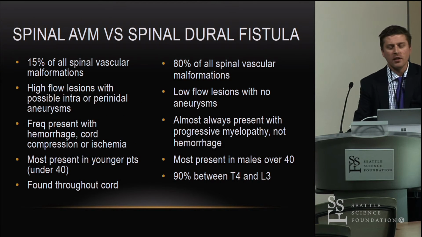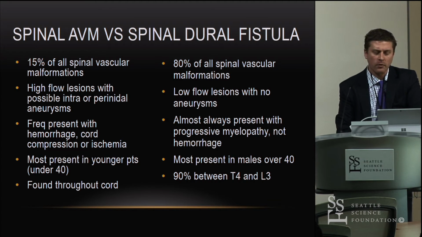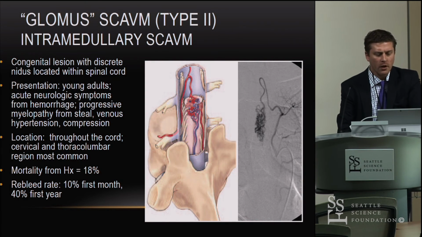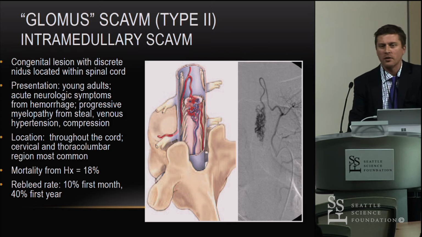Moving on to spinal AVMs, they're a little bit more complicated. They're much more rare, 15%. They're high flow fistulae. They can have aneurysms. They can present with hemorrhage, which is a common presentation, cord compression or cord ischemia, mostly in younger patients, and they can be found throughout the cord. Compared to the fistulae, which we just talked about, which tend to be in older patients, males, and usually in the thoracolumbar junction. So the glomus, or type 2 spinal AVMs, they're congenital lesions.